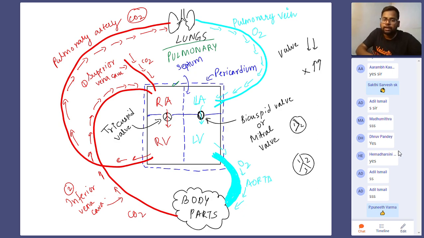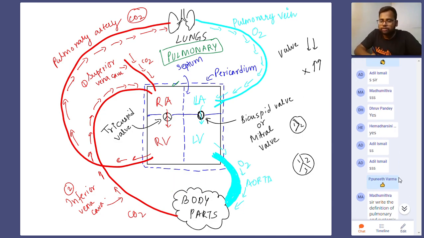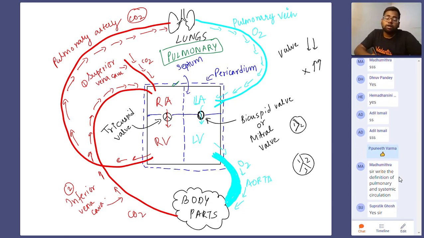This part is called pulmonary if it is happening between the lungs and the heart, and this part is called systemic if it is happening between the body parts and the heart. So pulmonary circulation is the circulation of blood between the lungs and heart. And systemic circulation is the circulation of blood between the heart and body parts. So I guess this is clear to everyone.